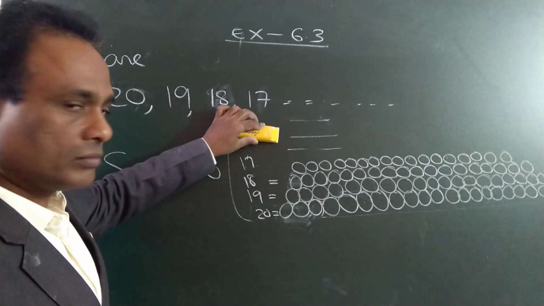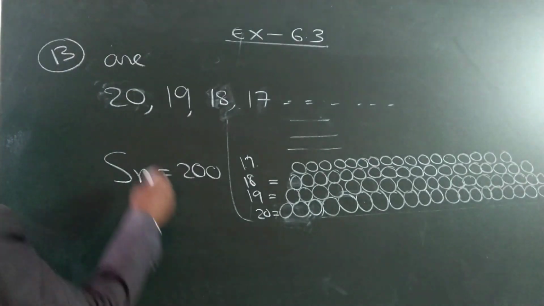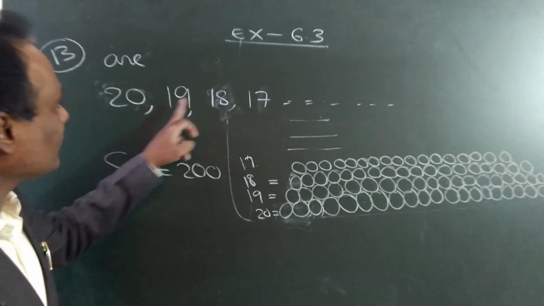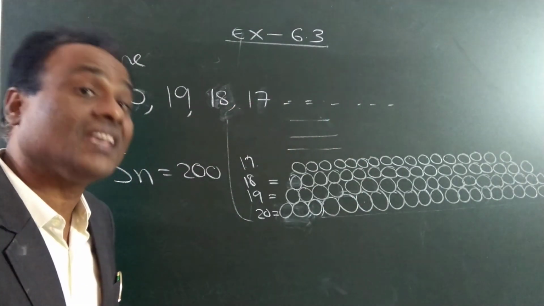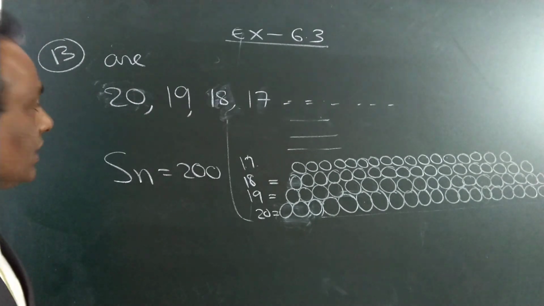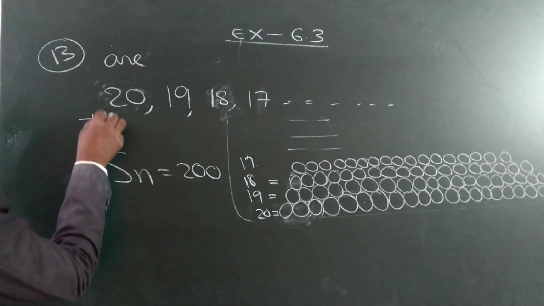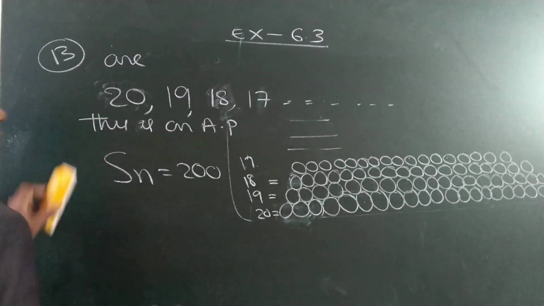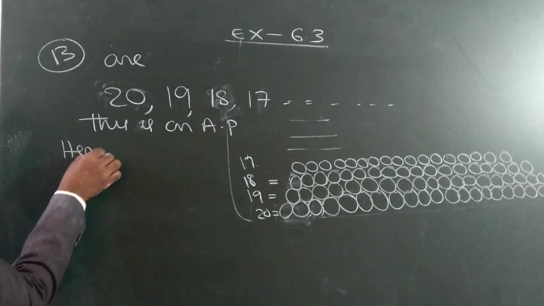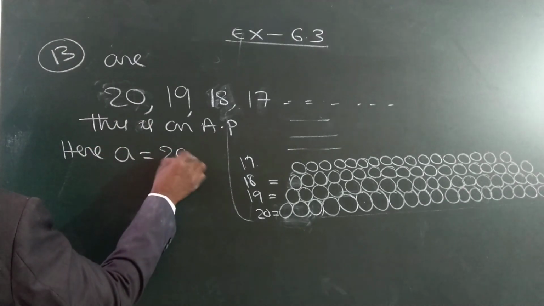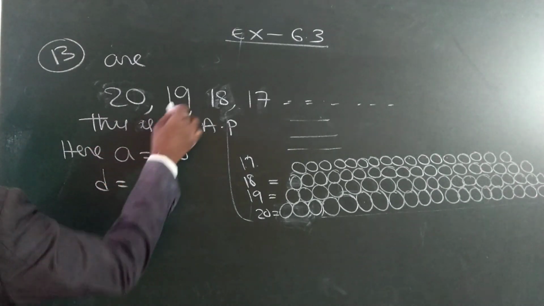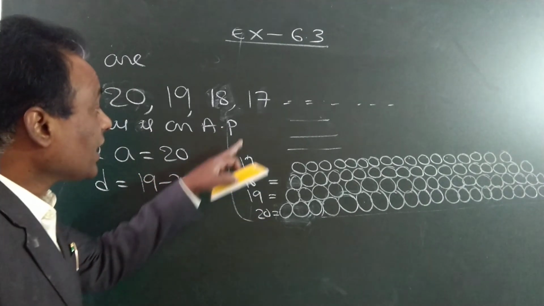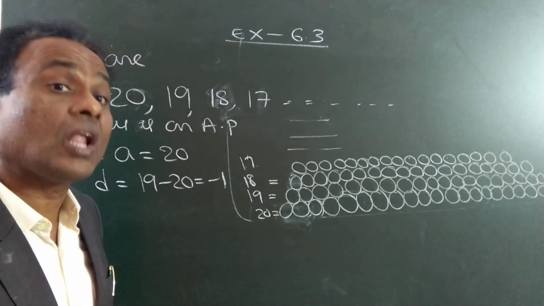So this is an AP. Why is it an AP? The difference is one. This is an arithmetic progression. Here the first term a is equal to 20. Difference is 19 minus 20, equal to minus 1. How many rows are required to get the total of 200 logs?